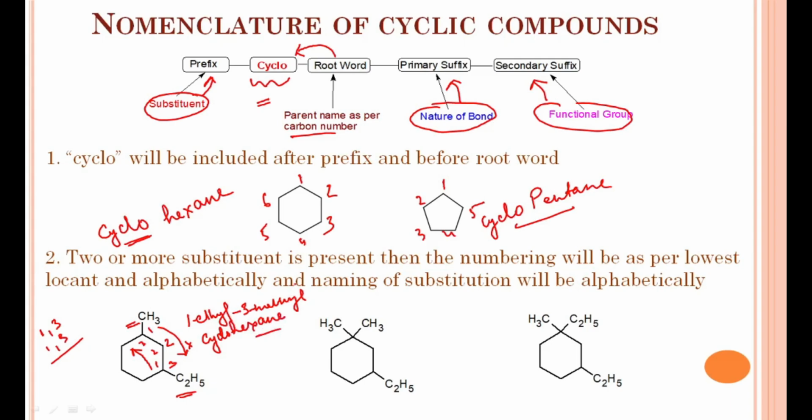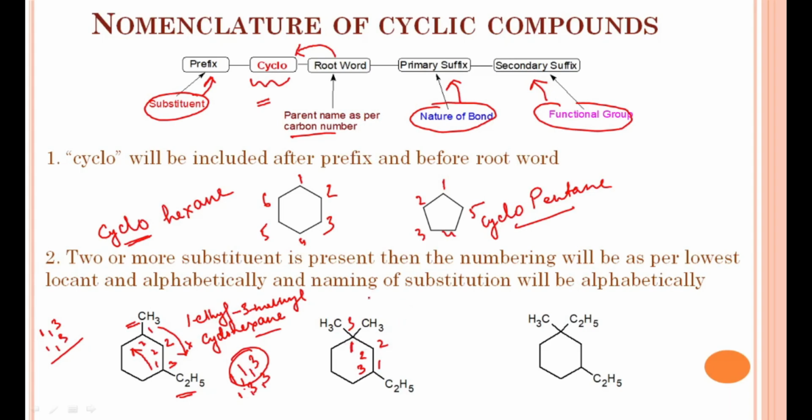Now come to the next example. Here first of all we have to select the locant, then comes alphabetically. So let's see the locant positions. 1, 2, 3. If you give this numbering, the locants are 1, 1 and 3. If you follow this numbering, it comes 1, 3, 3. So you have to follow this numbering process starting from here.